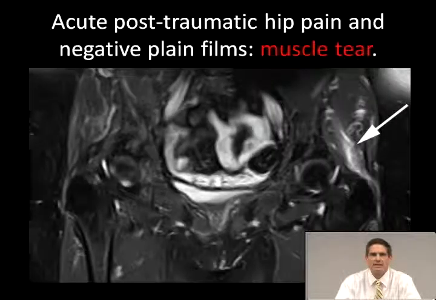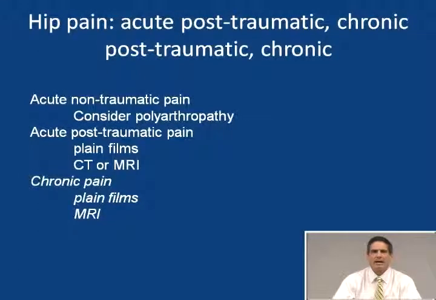Now, this case is a 75-year-old woman who had chronic hip pain, and the STIR images show you increased signal in the left gluteus medius muscle compatible with a muscle tear. That kind of brings us into chronic pain issues.